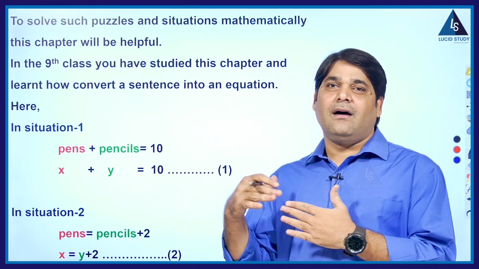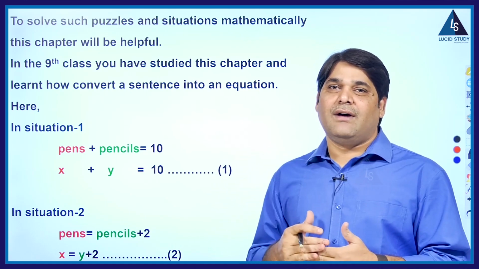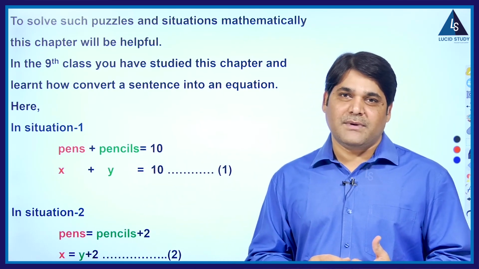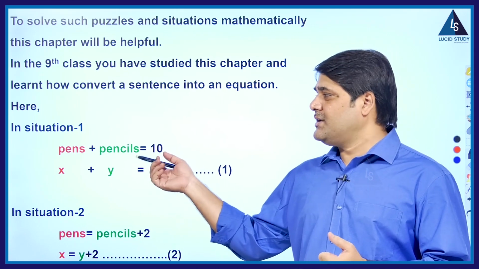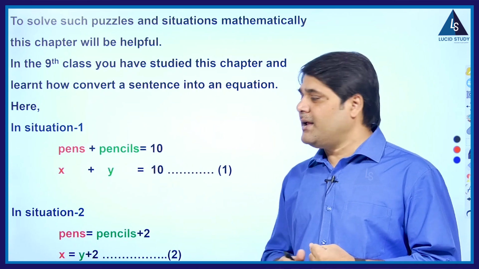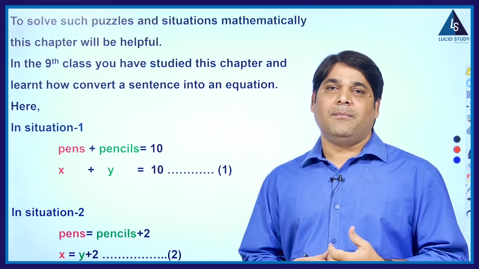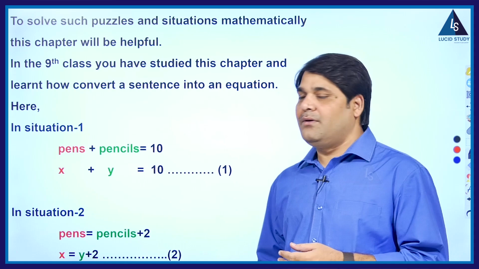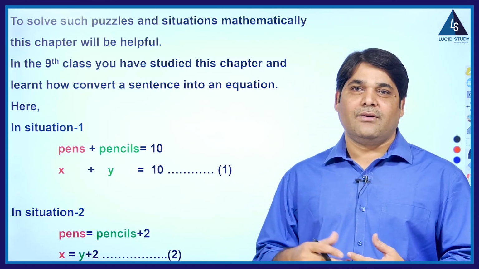So converting the sentence into our mathematics linear equations is the task in this chapter. Okay. So first situation, you understood now? So sum of articles will be 10. Pens plus pencils is equal to 10. Next situation, the number of pens are 2 more than the pencils. That is what? Pens is equal to pencils plus 2, x is equal to y plus 2.